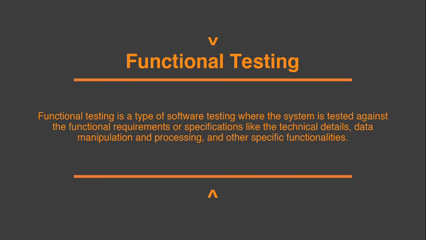Functional testing is a type of software testing where the system is tested against the functional requirements or specifications, like the technical details, data manipulation and processing, and other specific functionalities. You might think functional testing just refers to testing a function of your module or any class, but that's not what it does. It tests a slice of the functionality of the whole system.